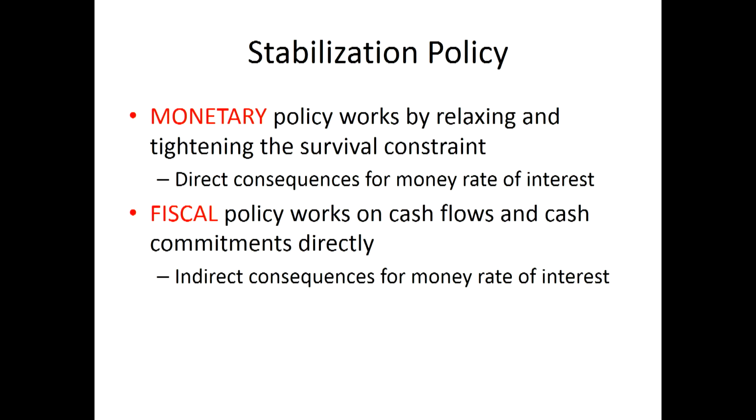And that leads us then to policy. From this point of view, monetary policy, let's think about open market operations, buying an asset, buying a treasury bill with expanded Federal Reserve balances. That makes it easier for somebody to sell treasury balances in order to meet their commitments, to meet their survival constraint, right? So monetary policy, from this point of view, works by relaxing and tightening the survival constraint. And that will have direct consequences for the money rate of interest.